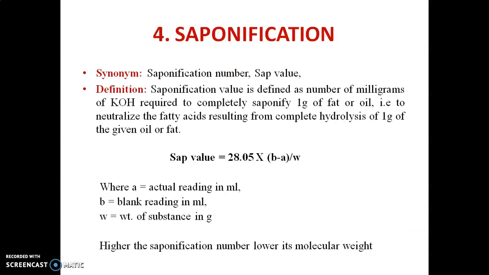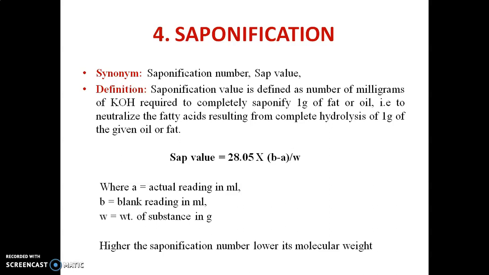The fourth reaction is saponification reaction. Saponification is also called saponification number or saponification value. Saponification value is defined as the number of milligrams of KOH required to completely saponify 1 gram of fat or oil, that is, to neutralize the fatty acids resulting from complete hydrolysis of 1 gram of the given fat or oil.